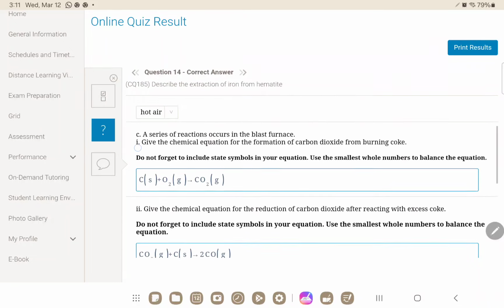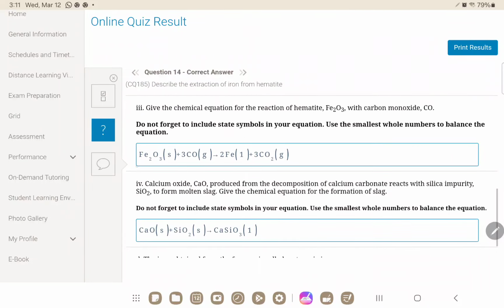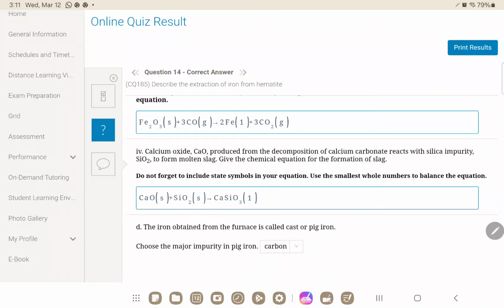Then you add from the bottom the hot air, and then you make the carbon dioxide by C plus O2 gives you CO2. Then, like I said, you have to reduce it to make 2CO, and then the reactions with the carbon monoxide are with the ores, and then you get your products, and then you're left with the calcium carbonate, which is the limestone. It reacts with the impurities formed in SiO2.